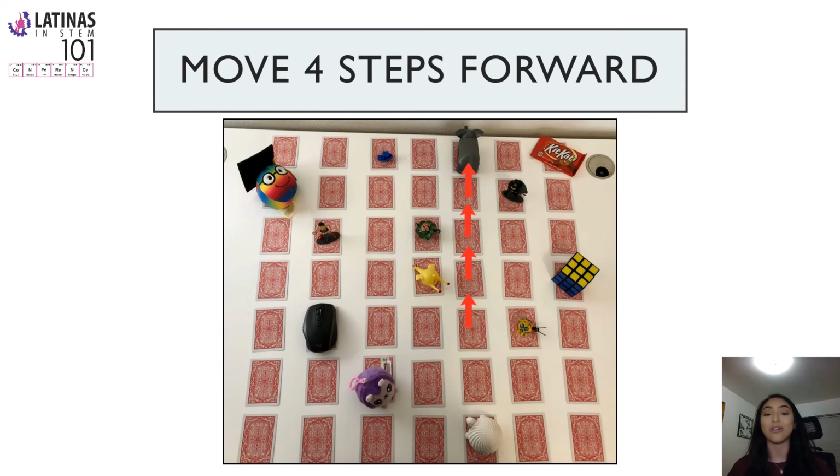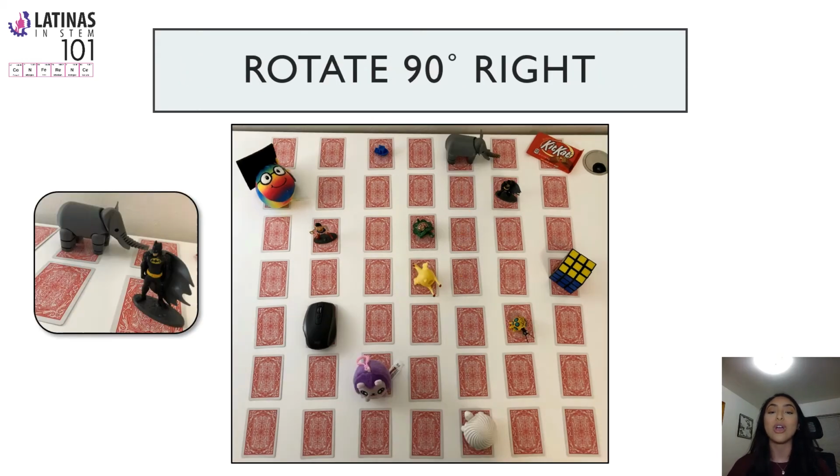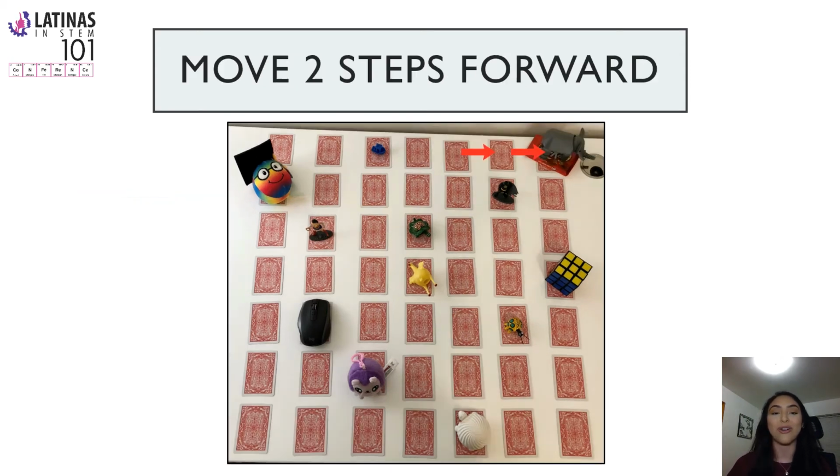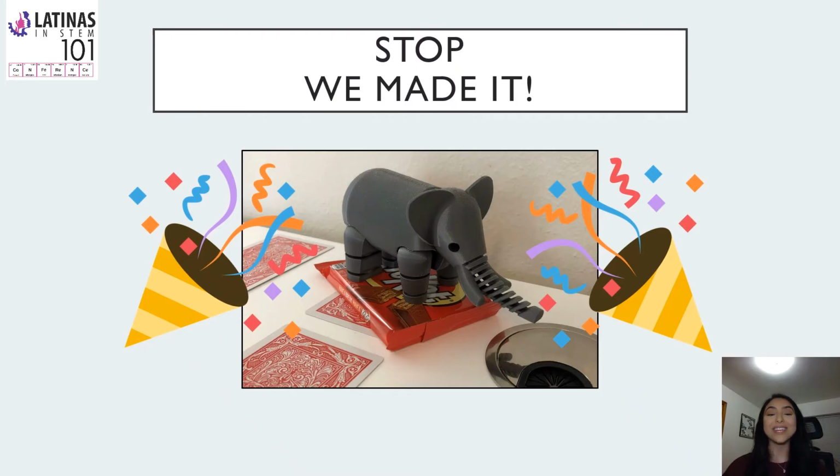However, we come across another obstacle. This time we're at the edge of the cards, and so we're going to have to tell our elephant to rotate 90 degrees right. And now we have a clear path for the destination. And so we can go ahead and tell our elephant to move 2 steps forward. And now we can tell our elephant to stop, because we've made it. We finally made it to our destination, and we finally made it to our Kit Kat bar.